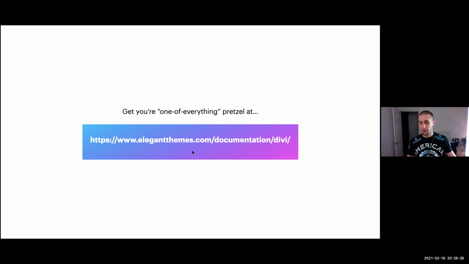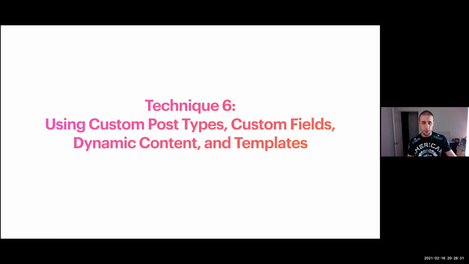Check out the Elegant Themes documentation for more on all of these features. So custom post types, fields, and dynamic content and templates, I obviously want to hit on that because that was brought up in the last one. I would think of the remaining things, that's probably one of the more important ones.